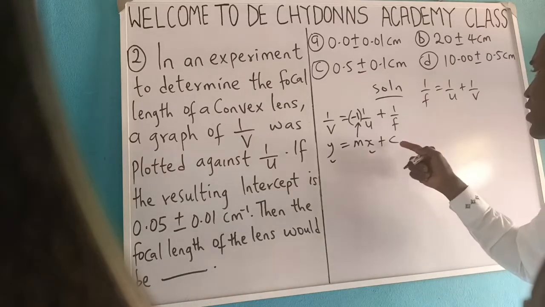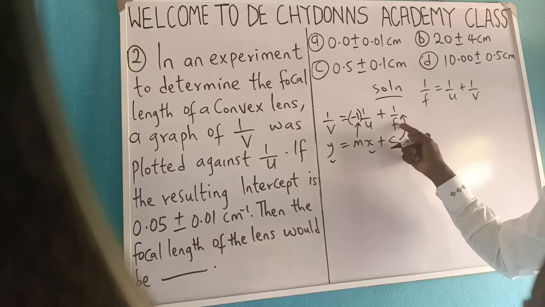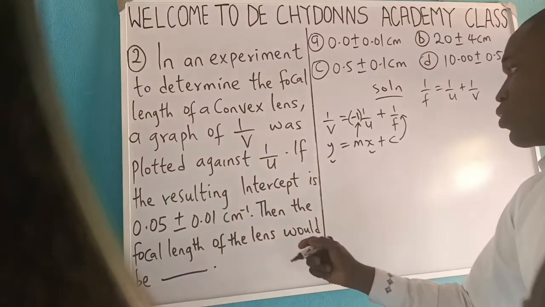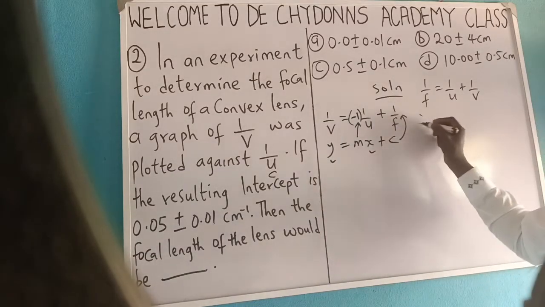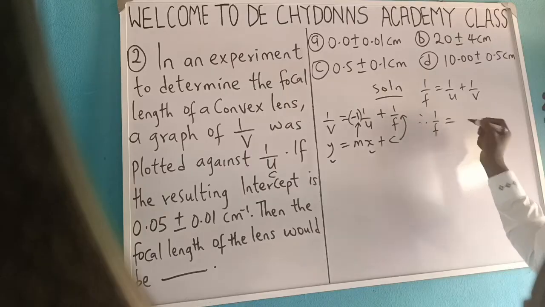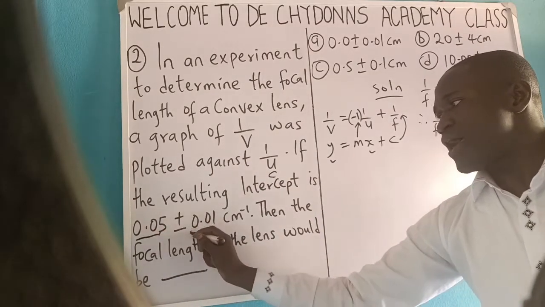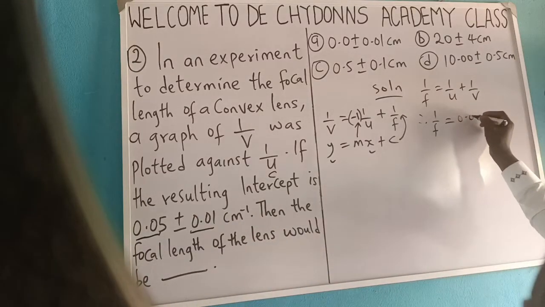And so, since this is the intercept, it is noted to be 1 over f. They say the resulting intercept is this, so that means this is our c. Our c is 1 over f. We will come and say 1 over f is equal to what they gave us here. So this is the 1 over f and the error in getting 1 over f. So this is 0.05.